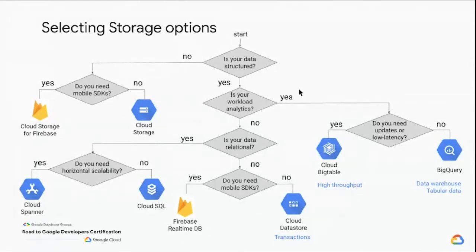If your data is not for analytics workloads, there are two options. Your data is either relational or not. If it's relational, you either want to scale it, so you use Cloud Spanner, or you don't, so you use Cloud SQL. And if your data is not relational, depending on whether you're developing mobile apps, you either use Firebase Realtime Database or Cloud Data Store. This is how you decide which data store to use.